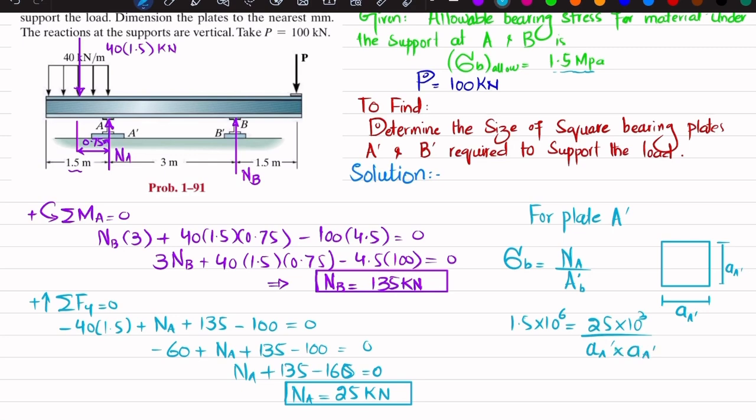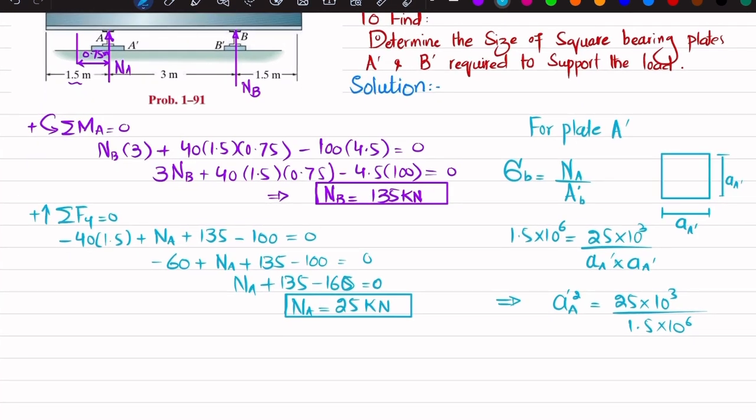From here you will get A dash square equal to 25 into 10 to the power 3 divided by 1.5 into 10 to the power 6. If you take the square root on both sides, you will get A dash equal to 0.1291 meter, and in millimeter it will be 129.1 millimeter. So we will round it off. We will select the length of this bearing plate at A as 130 millimeter, because it is given to choose the nearest millimeter.